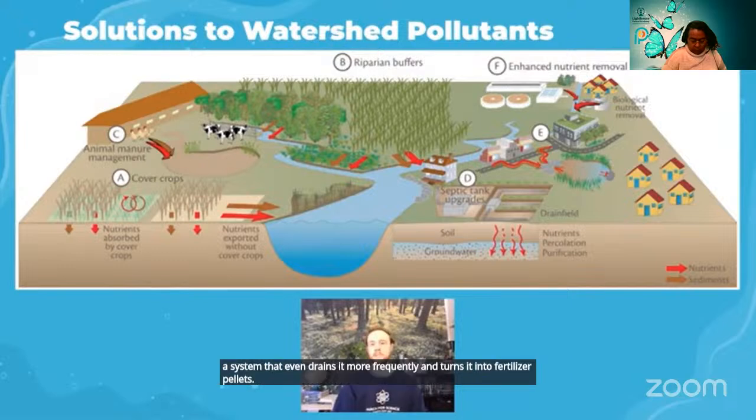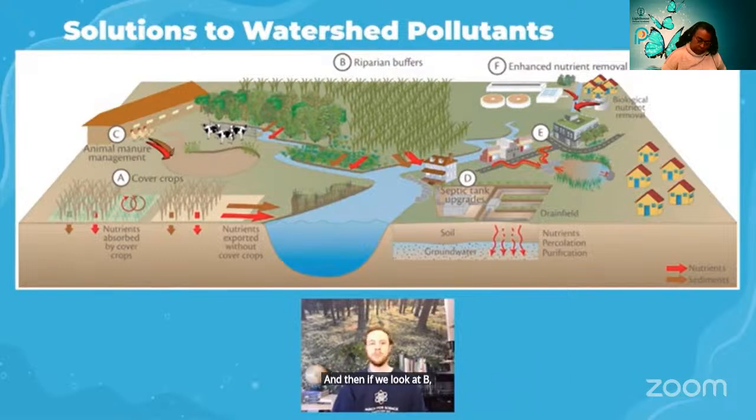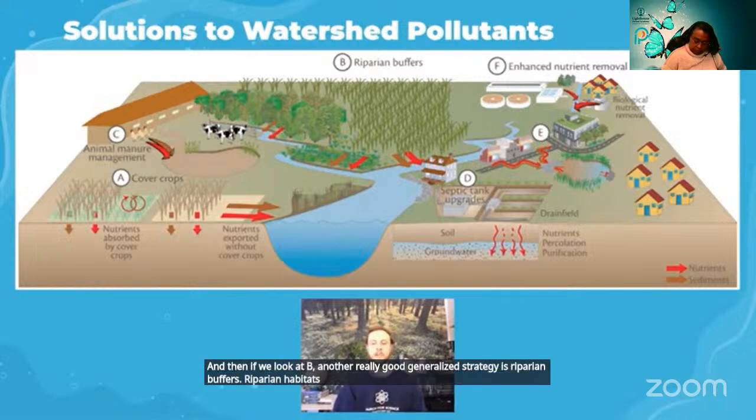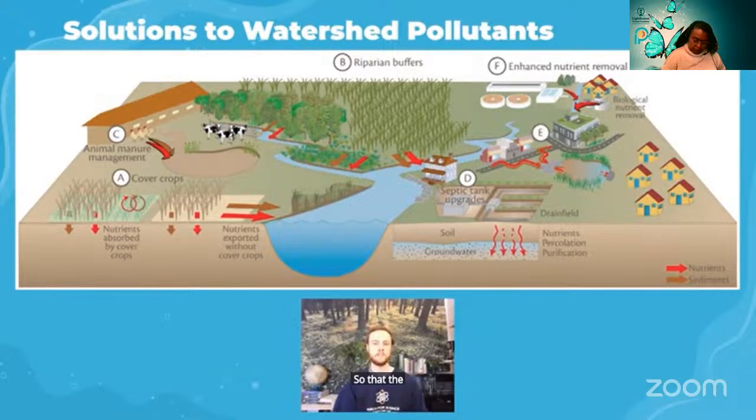And then if we look at B, another really good generalized strategy is riparian buffers. Riparian habitats or riparian areas refer to the areas alongside a body of water, such as a river. And so when you plant vegetation in riparian habitats, what you're doing is adding in basically a giant sponge or a giant filter so that the runoff entering that body of water has gone through all of this vegetation first.